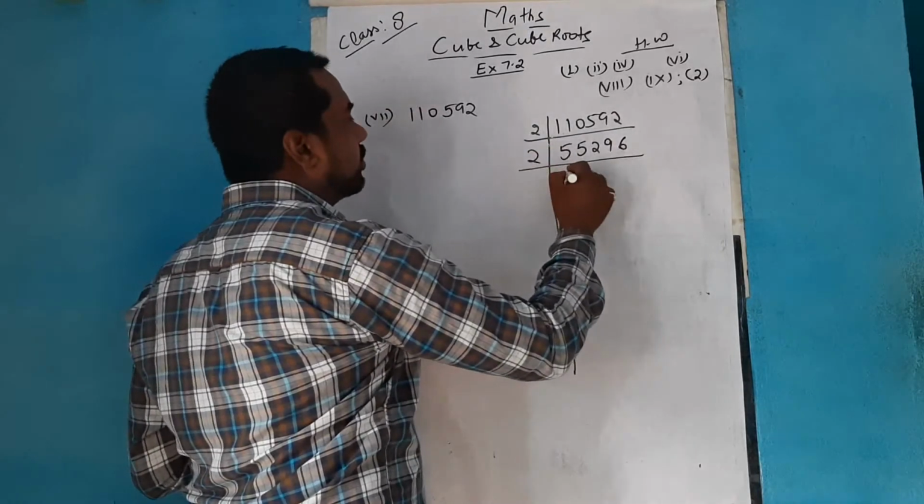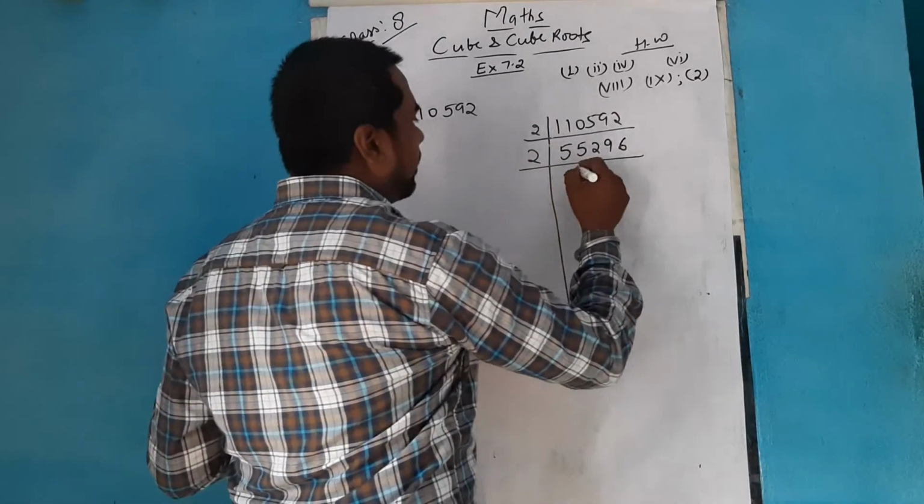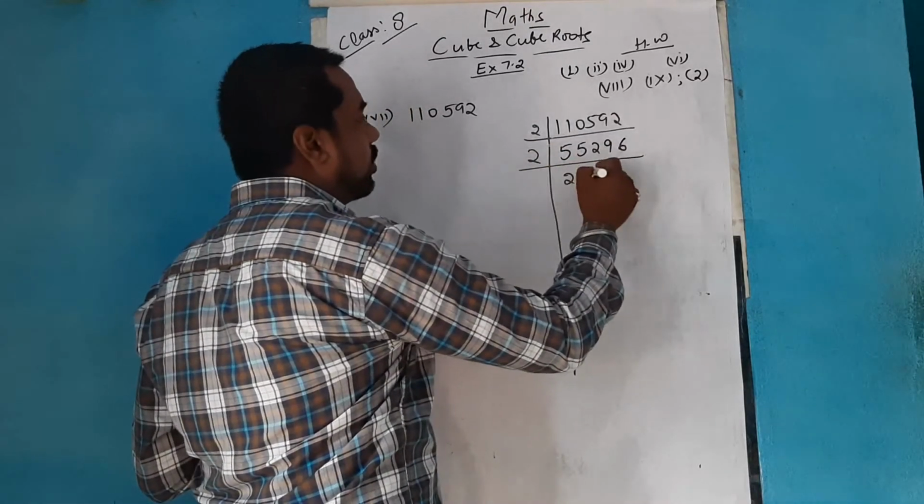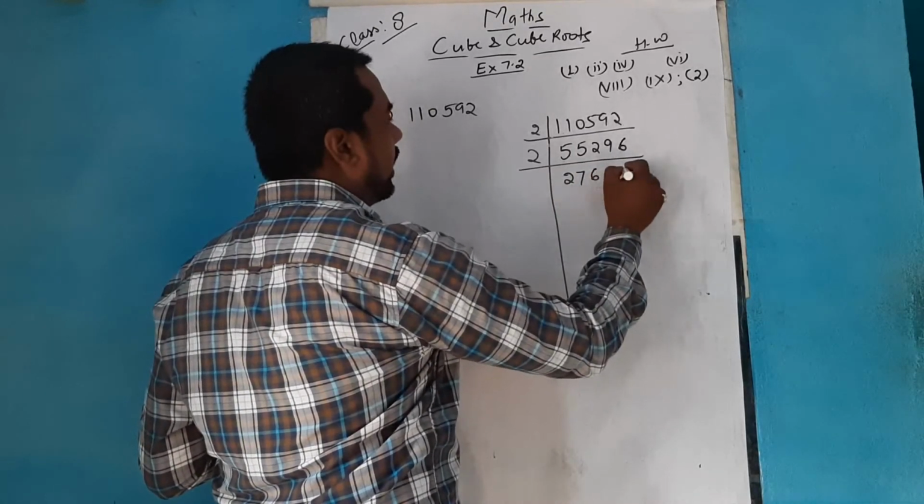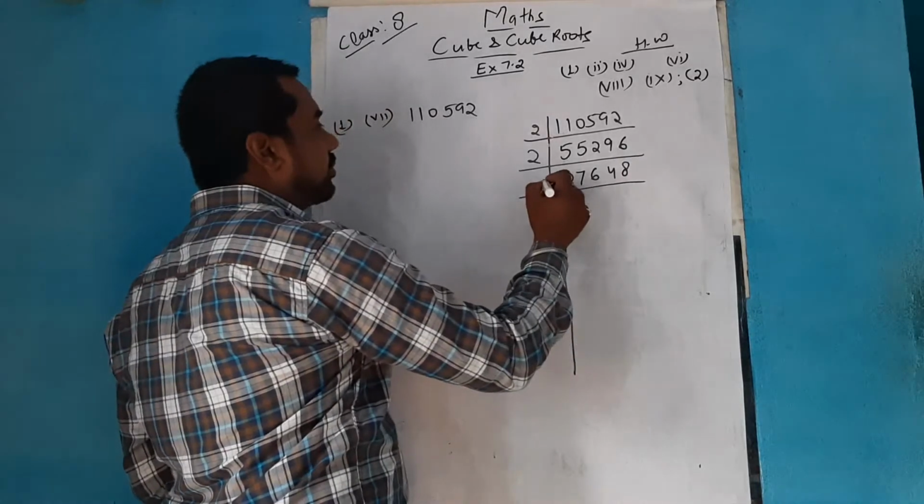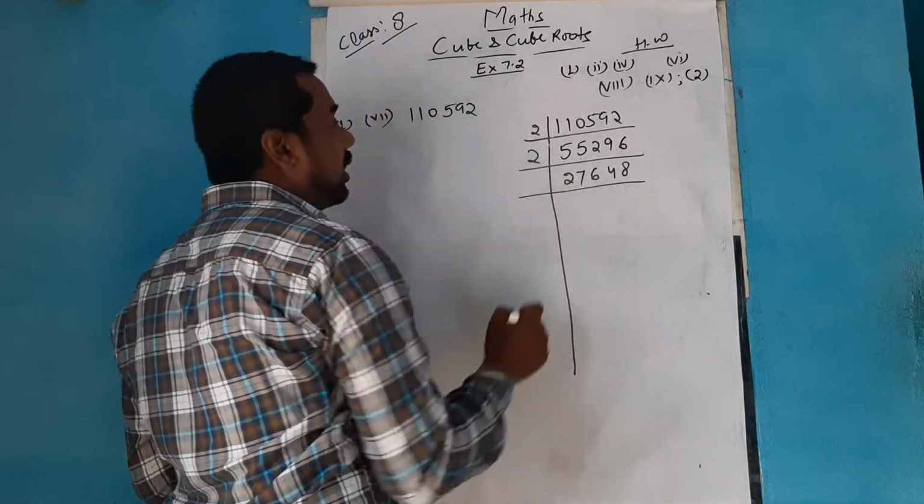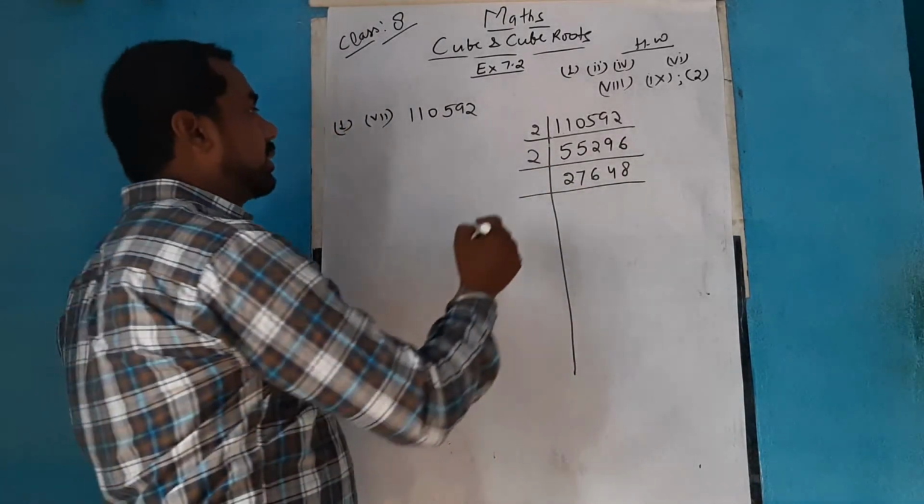Again by 2. 2 2s are 4, 1 15. 2 7s are 14, 1 12. 2 6s are 12. 2 4s are 8, 1 9. 2 8s are 16... that gives 55296.